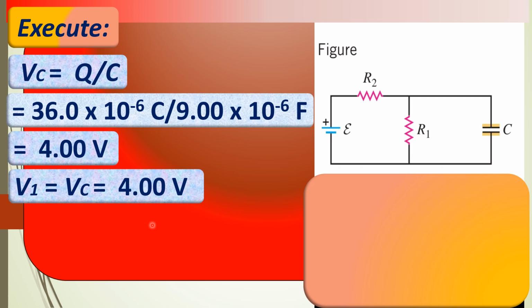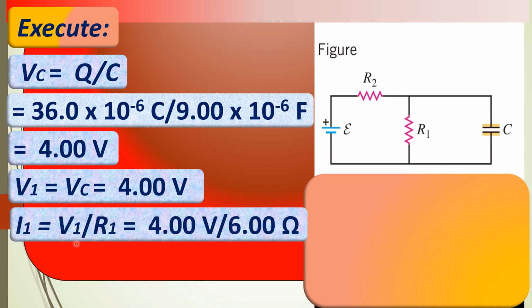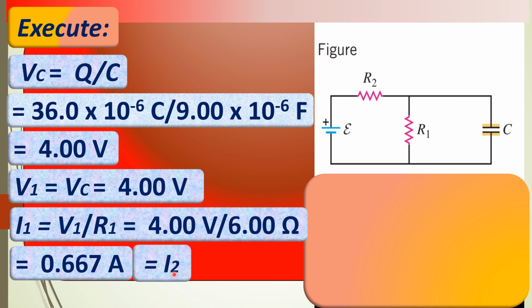And applying Ohm's law, we find the current I sub 1, which is simply equal to the potential across R1, V sub 1, divided by the given resistance of R sub 1, or 4.00 volts divided by 6.00 ohm. The amount of current I1 will be equal to 0.667 amperes in three significant figures. And this same amount of current also passes through the second resistor R2. So we emphasize that I sub 2 is also equal to 0.667 amperes, the fact that the two resistors are connected in series.